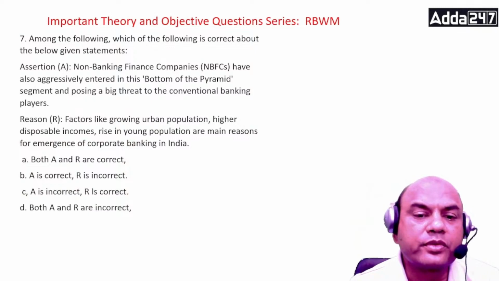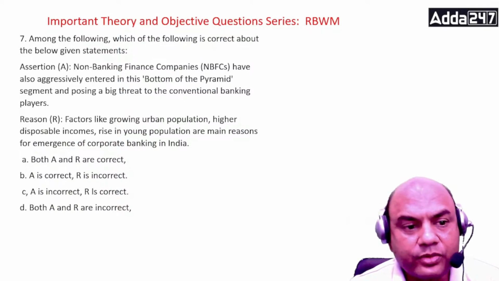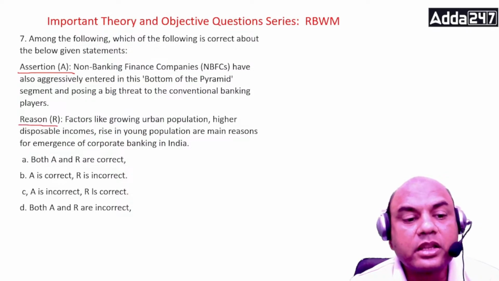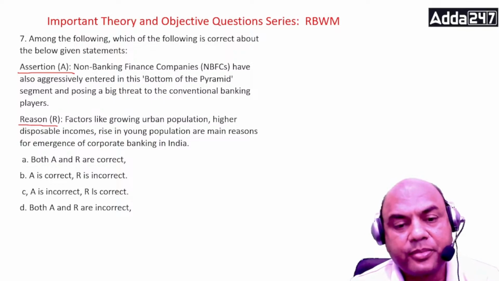Among the following, which of the following is correct about the below given statement? So we want which one is correct. See here, first is the statement given, the assertion, and second is the reason given. Now we have to see whether the statement and the reason are correct, matching each other.